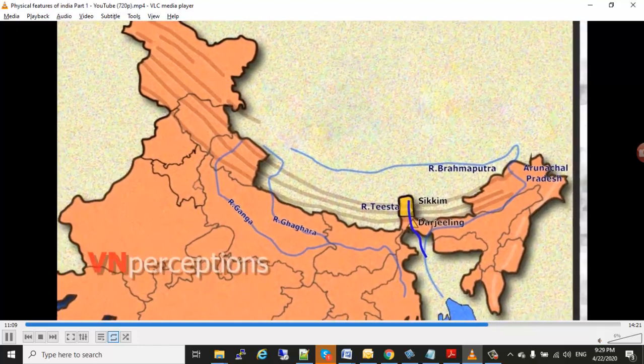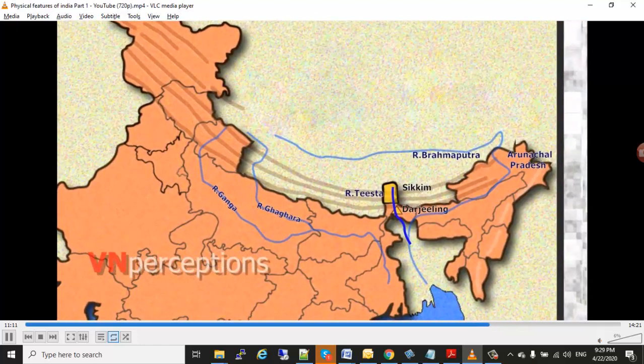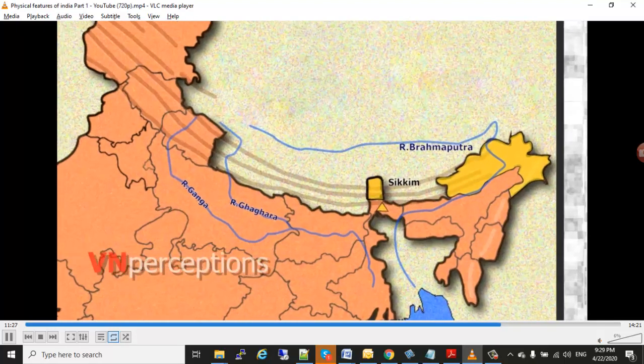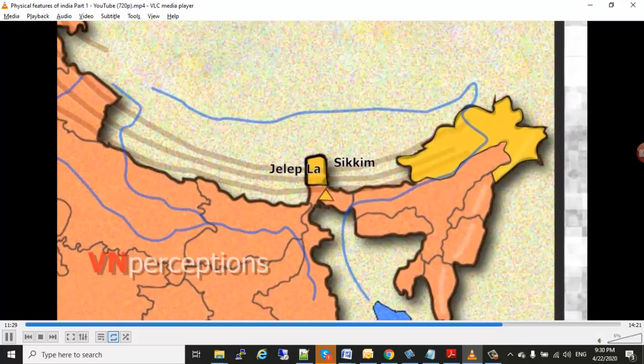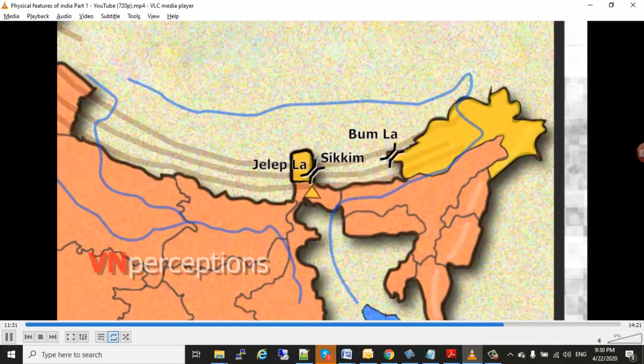The Eastern Himalayas stretch between the river Tista and the river Brahmaputra. It occupies the state of Arunachal Pradesh. The Eastern Himalayas are also called the Arunachal Himalayas. The Eastern Himalayas have a number of passes. Passes refer to the gap between two mountains. You can see Jelep La and Bum La Pass.